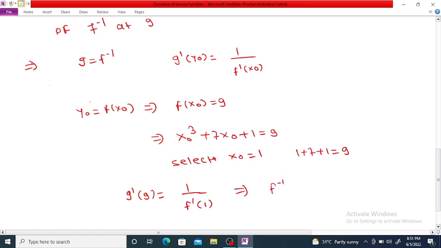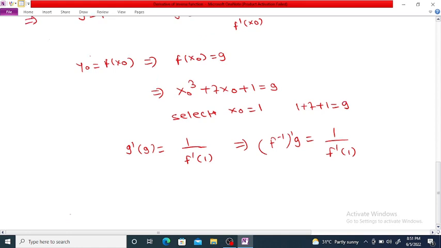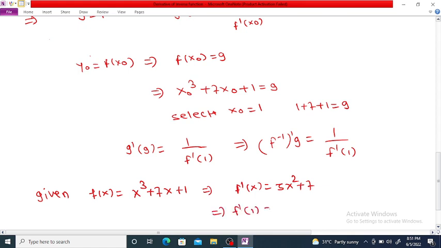g dash of 9 is nothing but f inverse dash of 9, which is equal to 1 divided by f dash of 1. So what is f dash x here? Given f of x is equal to x cube plus 7x plus 1, this implies f dash x is equal to 3x square plus 7, and therefore f dash 1 is equal to 3 plus 7, which is equal to what?